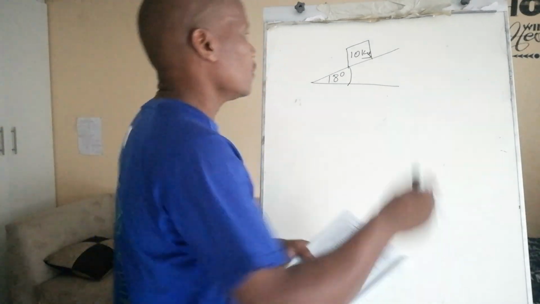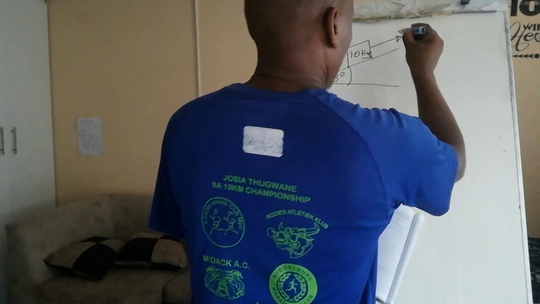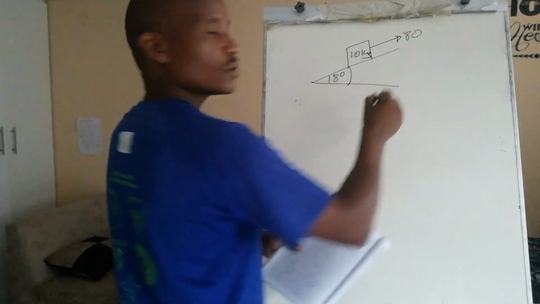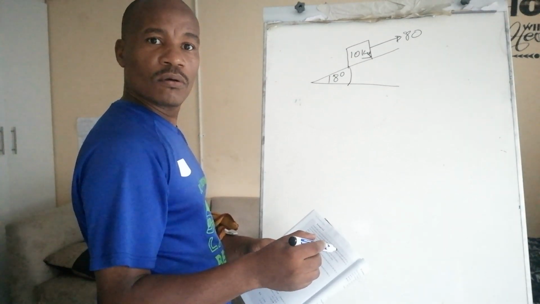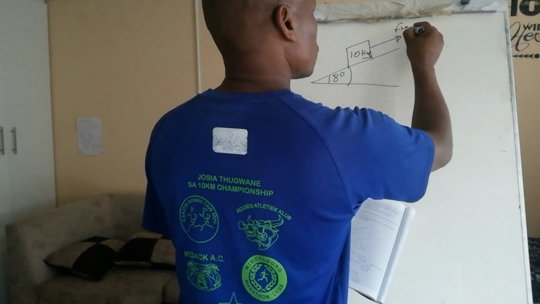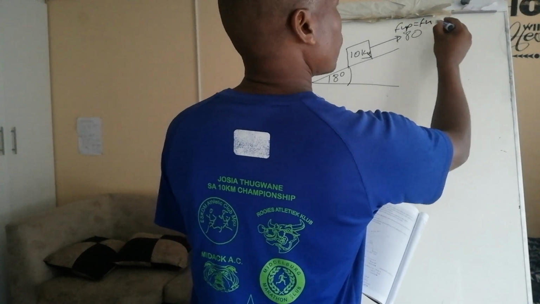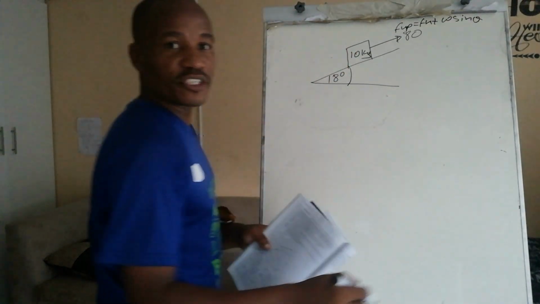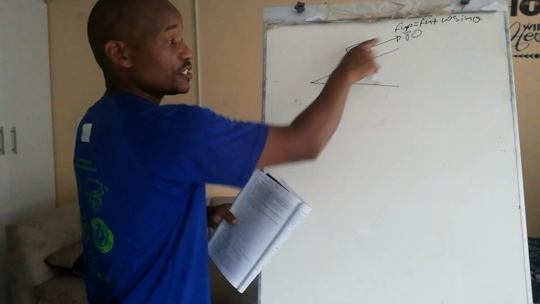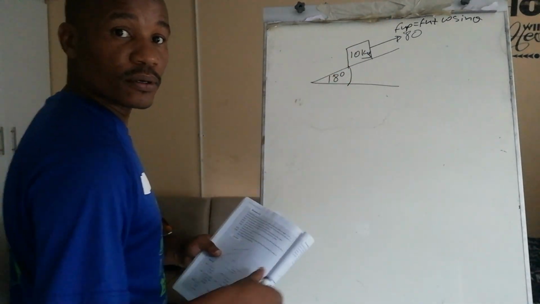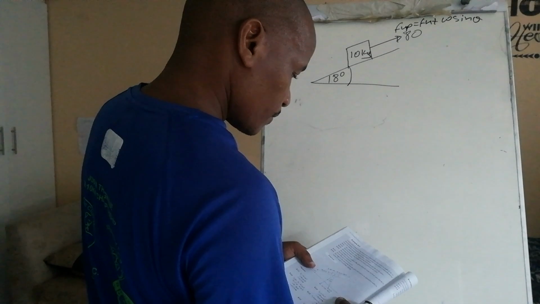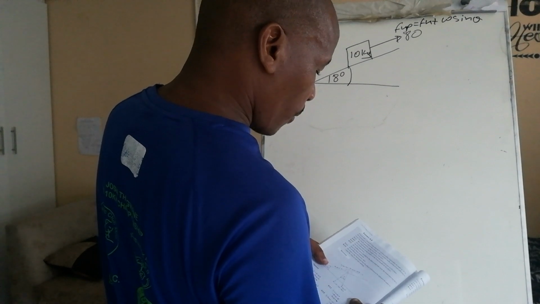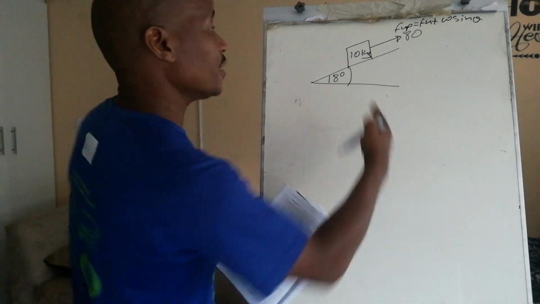What does that mean? A force of just 80 Newton is just sufficient. Force up is equal to the frictional force plus the weight component parallel to the plane. This force is just sufficient to move this block up. Now, calculate the component of the weight of the body perpendicular to the plane.